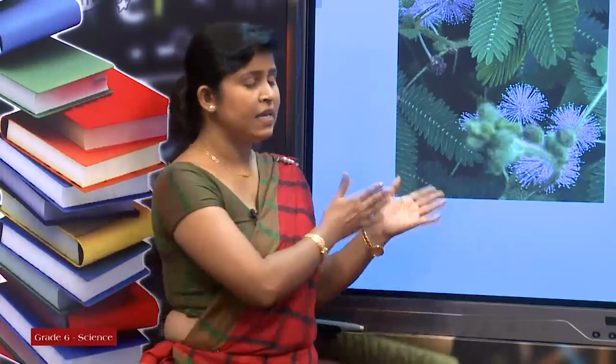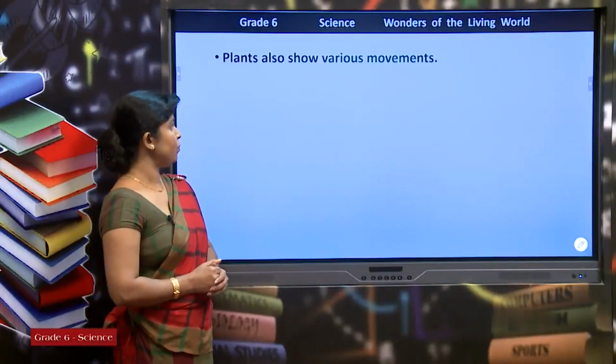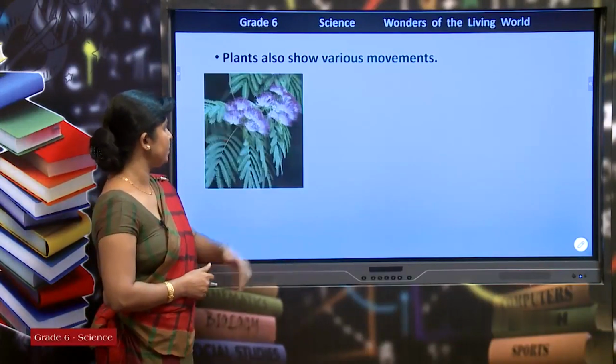We said that plants can't move from one place to another, but they can show different movements. Here is an example for the plant movements. Sleep-in movement is a kind of plant movement. Plants also show various movements, right?